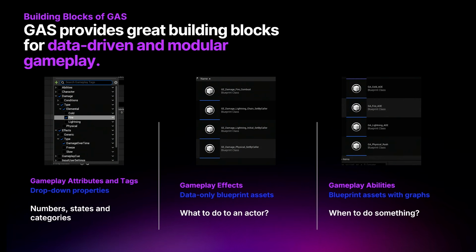Now, gameplay effects are really to define which attributes and which tags to apply to an actor. So what to do with an actor. It can also be running some logic, like your damage logic. And then there's abilities, which really define when something should happen. So when do I apply a gameplay effect to an actor, or when do I trigger something else? It can be when you press a button, but it can also be driven by animation timing or when something else happens in gameplay.